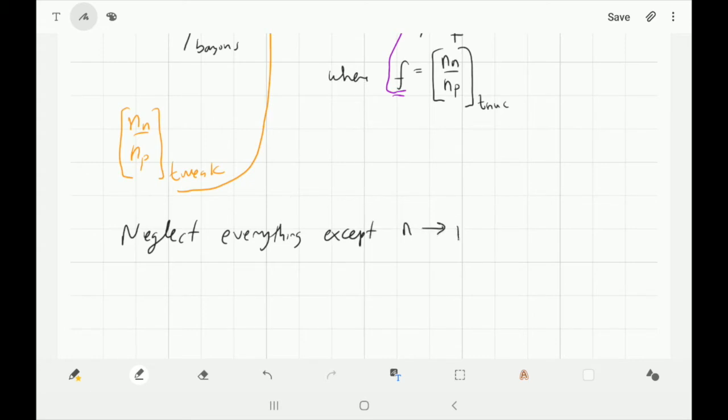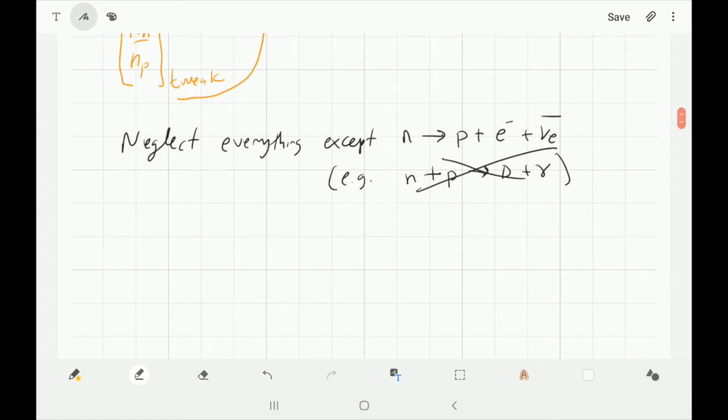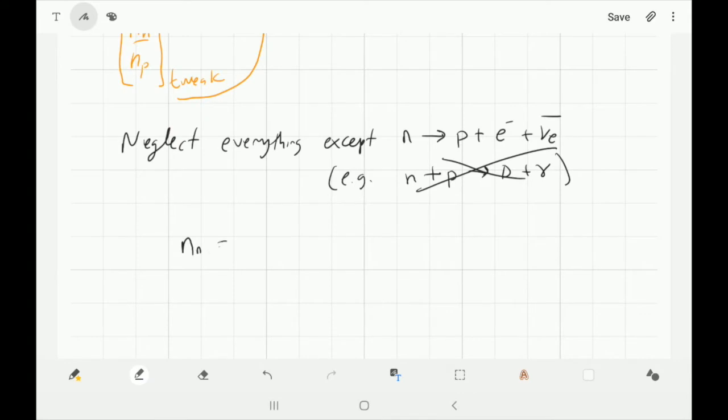So neutrons turn into a proton plus an electron antineutrino. For example, things like neutron plus proton goes to deuterium plus photons. Yes, that's occurring, but not at high rates, at least not until nucleosynthesis occurs at T-nuke. So we will not worry about that. So what that means is that the number density of neutrons evolves because neutrons decay. And the way that it looks at this particular time is that the number density of neutrons will evolve because the universe is expanding.